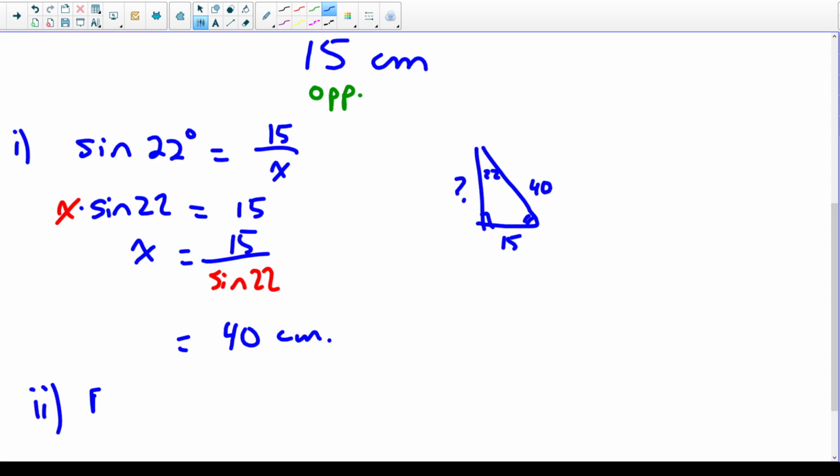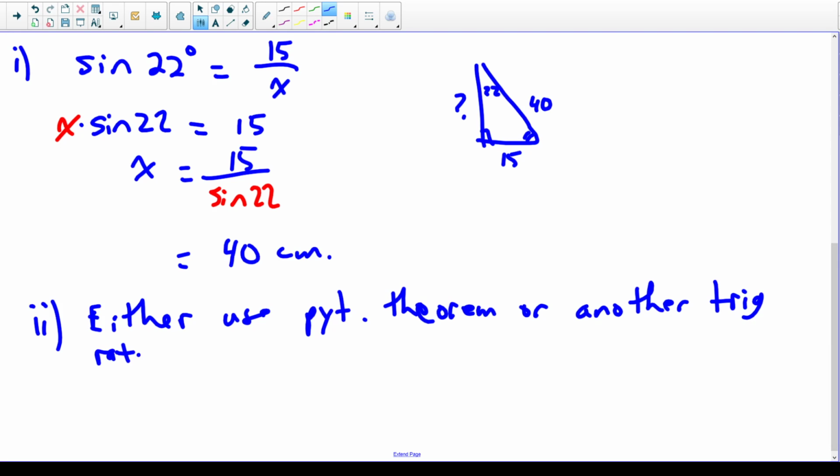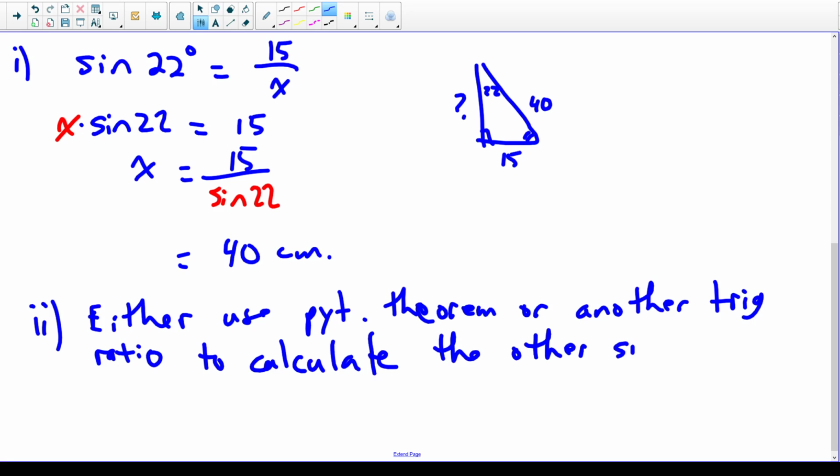Okay, so I'm going to write either use Pythagorean theorem or another trig ratio to calculate the other side. I personally would rather use the trig ratio because I'd be using the 22 and the 15 instead of the 40, which I just calculated.